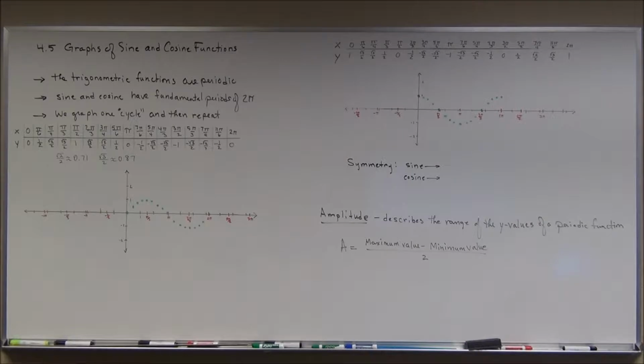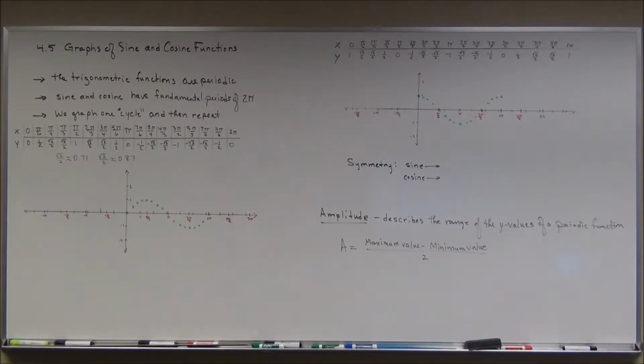Now we're ready to examine graphs of our trig functions, starting with the sine and the cosine functions. This is section 4.5. If we really want to learn all the nuances of the trig functions, we should examine their graphs. And because all the trig functions are periodic functions, their graphs can be easily drawn out once we have one cycle of the fundamental period.